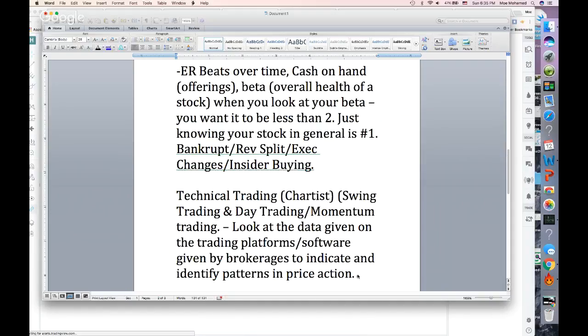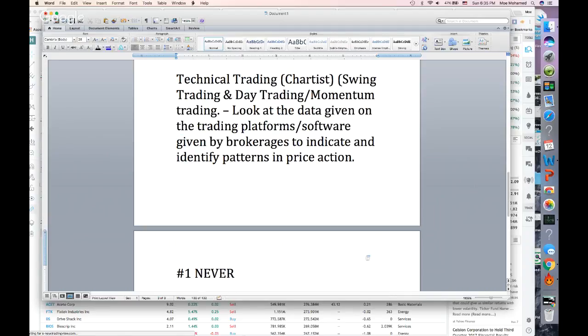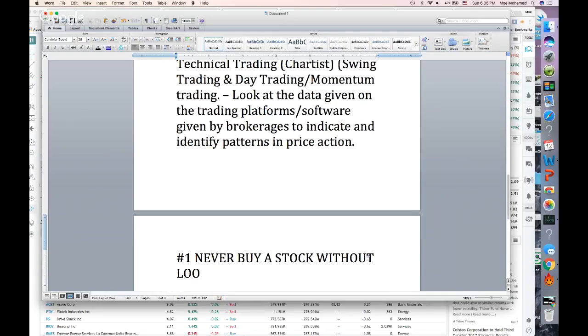And I preach this to all my students. I preach this to everybody I talk to who is getting into stocks. Rule number one, if you want to be a good technical trader, or just a good investor, and you want to do this yourself without having your broker do it for you: rule number one, guys. Hold on. Rule number one: never buy a stock without looking at the chart. Never do it. I don't care if you don't know anything about stocks.